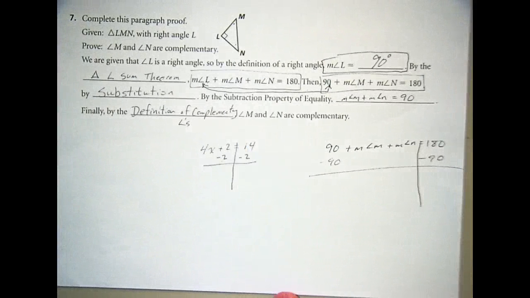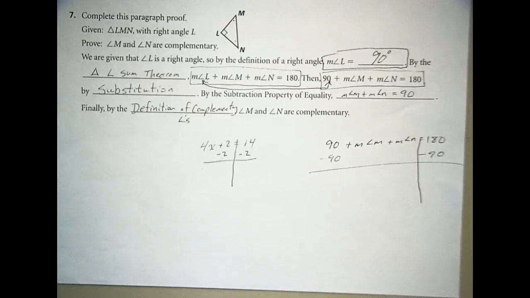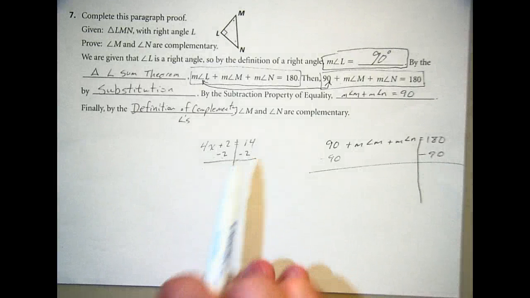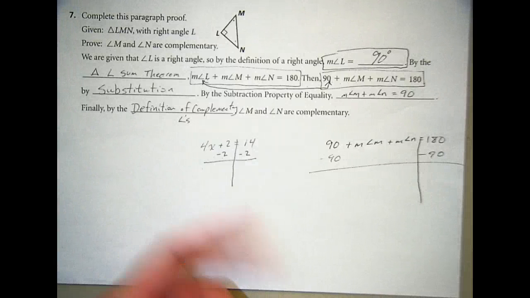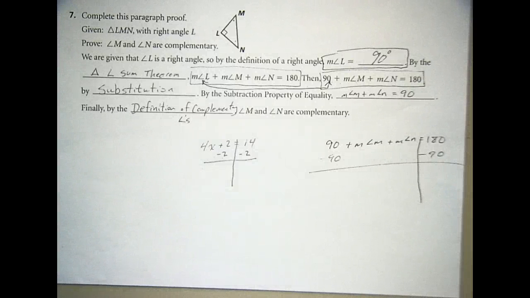So all those little properties that we kind of ignored, like the subtraction property, you're like, well, I just do that. I don't know what it's called. Well, that's a key thing in proofs. You got to know what they're called. Okay. Questions there?